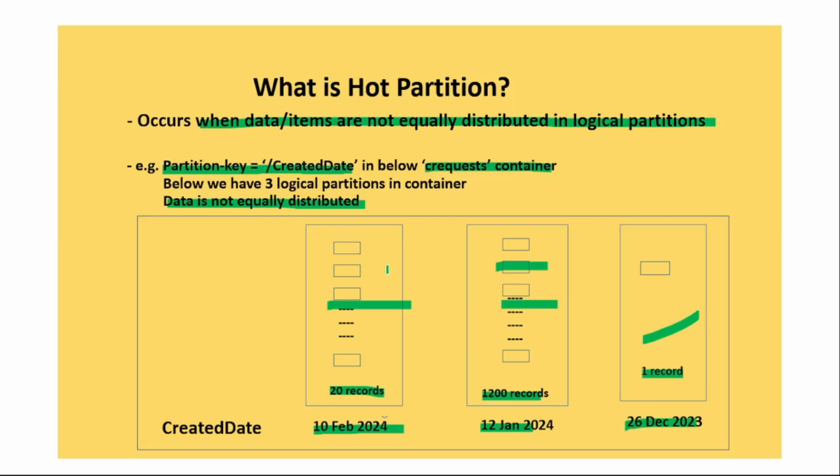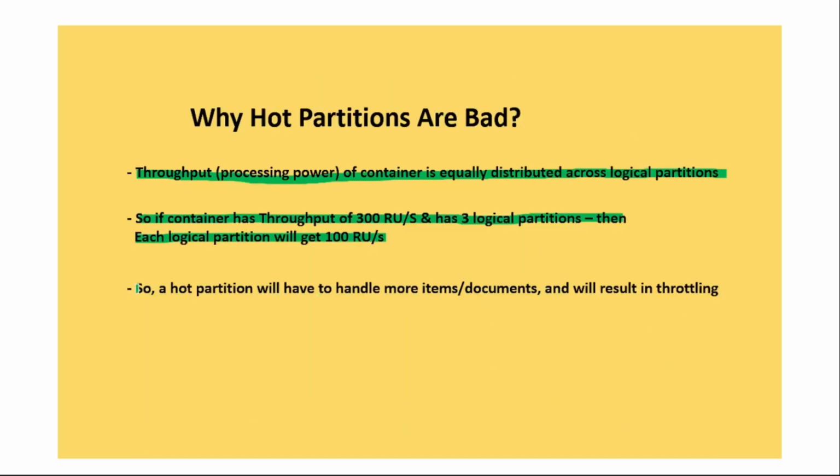If we check this scenario, this logical partition has to handle only one record with 100 RUs per second capacity, but this second logical partition, the one which has 1200 records, has to handle 1200 records with the same throughput capacity, that is 100 RUs per second. So obviously data operations from this second logical partition will be slow, and so a hot partition will have to handle more items or documents, and it will result in throttling.